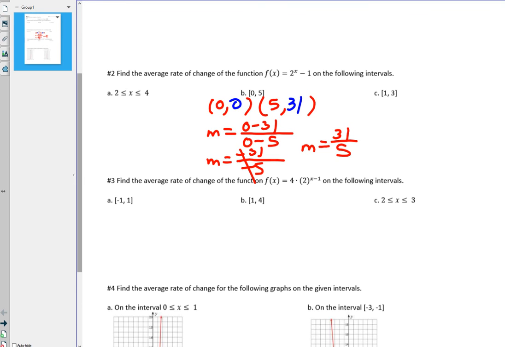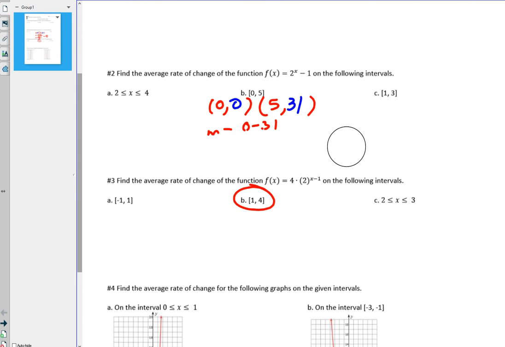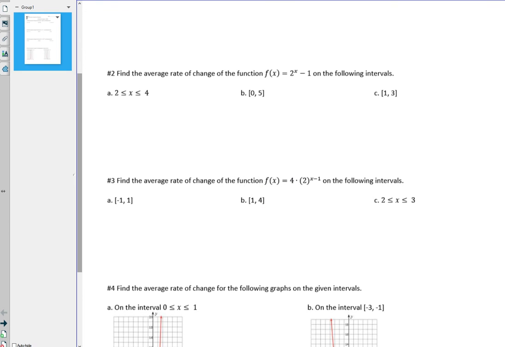Here, let's have some fun now. Why don't you guys do this one there? B on the next one. I realize we skipped number 1, but we'll come back to it. So on number 3, do B. Do 3B. See if you can find the average rate of change there. I'll do it myself, and then we'll see if we get the same answer.